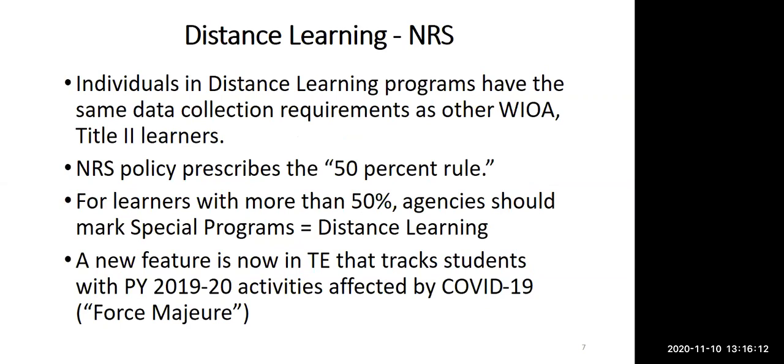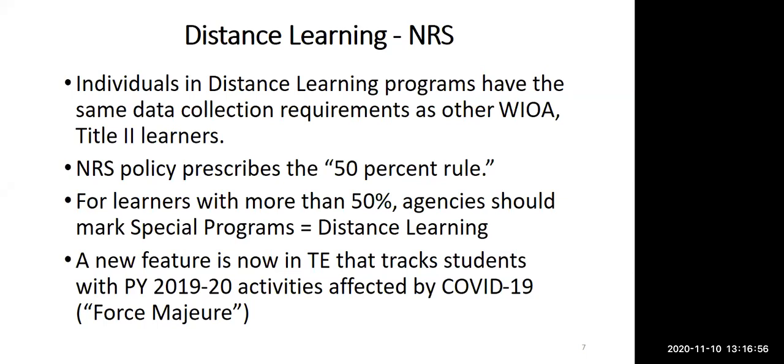Okay, so long story short, when you're looking at NRS federal reporting, what the feds have said all along is individuals in distance learning have the same requirements as everybody else, the same enrollment requirements, the same hours of instruction requirements, the same pre and post testing requirements, and so on. The little wrinkle they've had for about 10 years for distance learning students is what I like to call the 50% rule. That is, if the student is more than 50% distance learning, you need to mark them as such in your data for federal reporting. If they're less than 50%, then you need to do nothing.